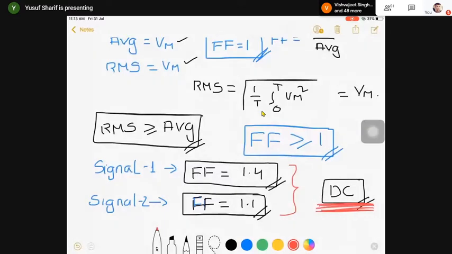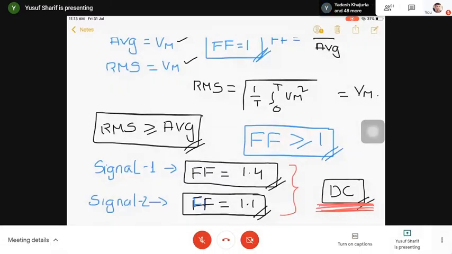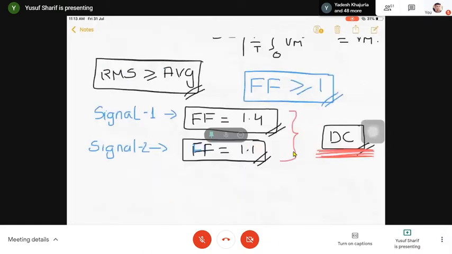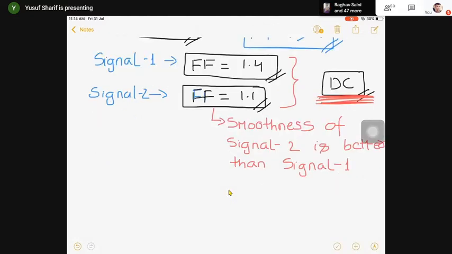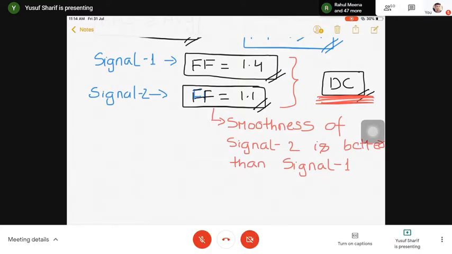Okay, fine, very good. So the result that you can get is the smoothness of signal 2. Signal 2 is better than signal 1. The smoothness of signal 2 is better than signal 1. So the point that you should keep in your mind is, as the form factor reduces and approaches unity, ध्यान से सुनो इसको, as the form factor reduces and approaches unity, then smoothness of waveform improves towards DC. समझ में आ रहा है? For a pure DC, form factor is equivalent to 1.